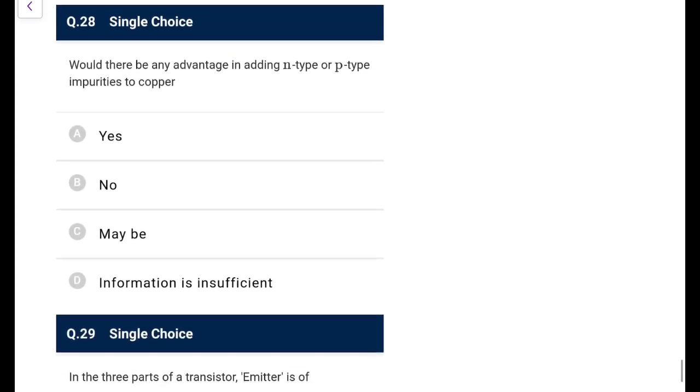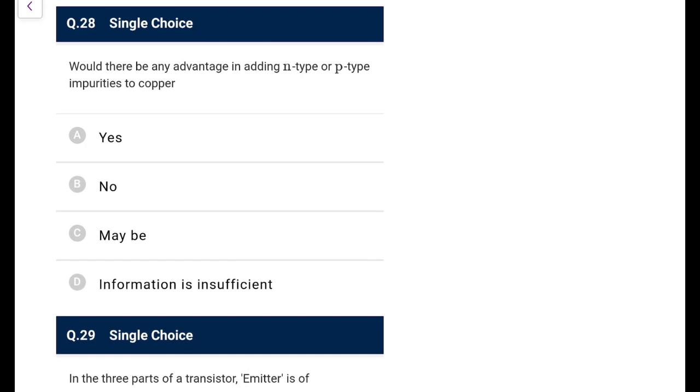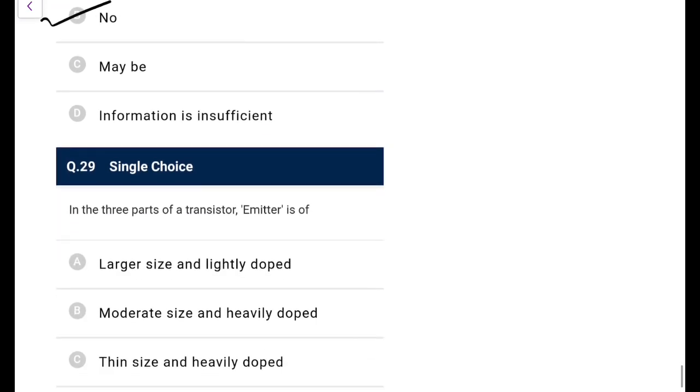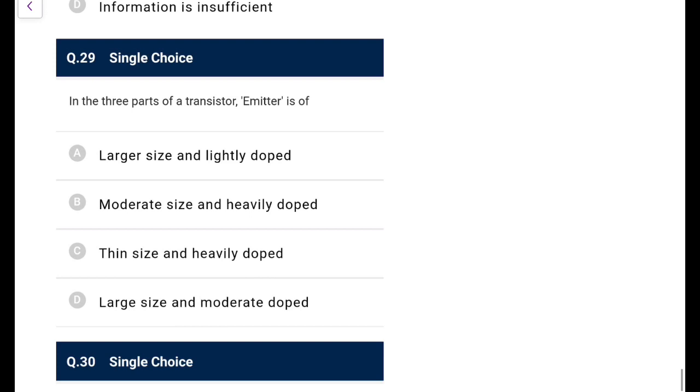Next one. Would there be an advantage of adding n-type or p-type impurities to copper? Why would you add to copper? Copper itself is a very good conductor, and for metals, if you add impurities, it basically increases their resistivity. It won't help. So there won't be any advantage. You can directly say copper won't get any benefit of that thing.